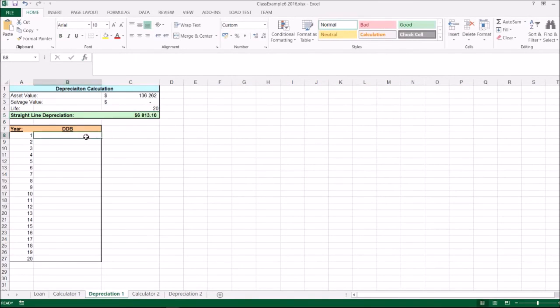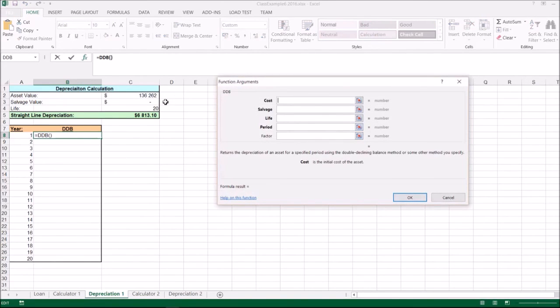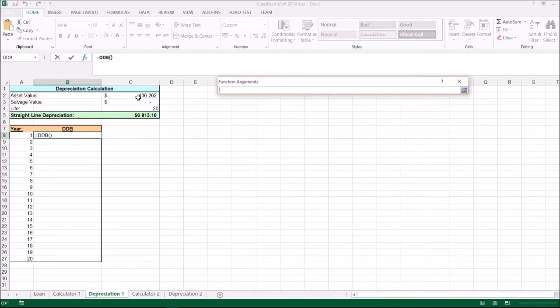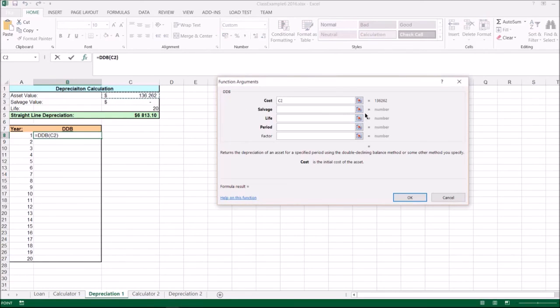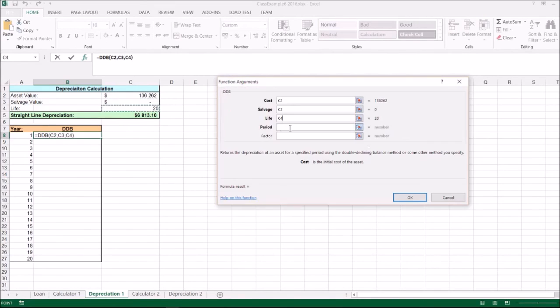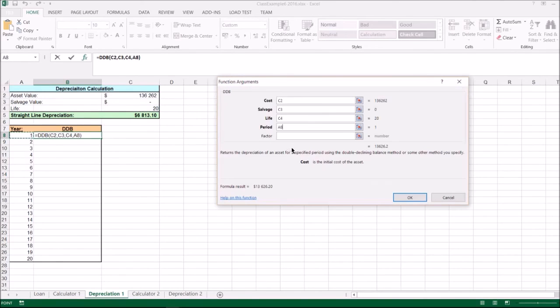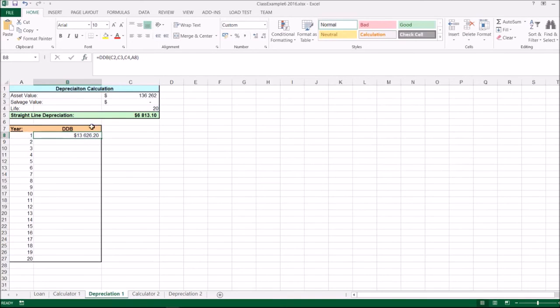Next thing we need to do is calculate the depreciation of this asset using the DDB function. So go and search for DDB and click OK once you found the function. Now you will see once again that we need to provide a cost. So select your asset value as your cost, then your salvage value, which is given, and your life. And then you need to select a period. Right now we're working with year 1, so select 1 and you will have your answer.